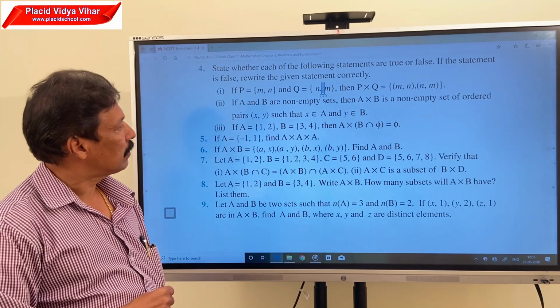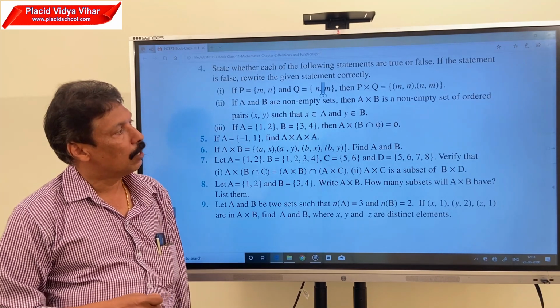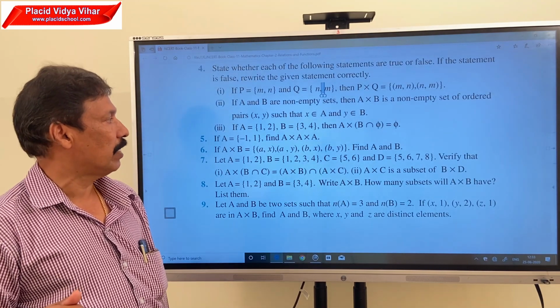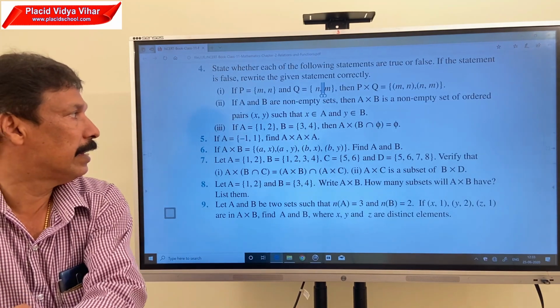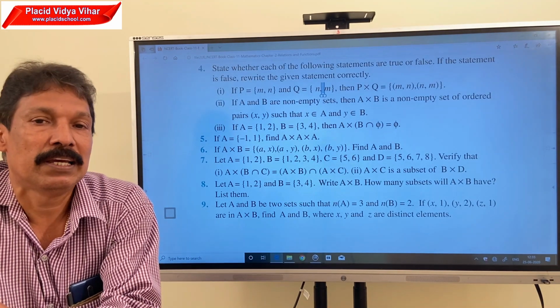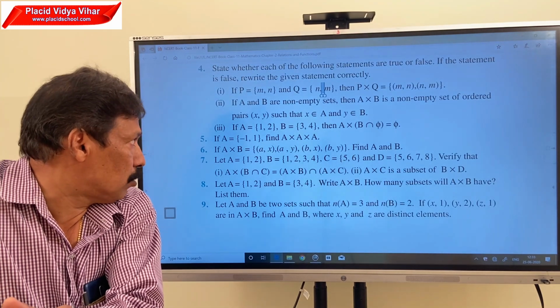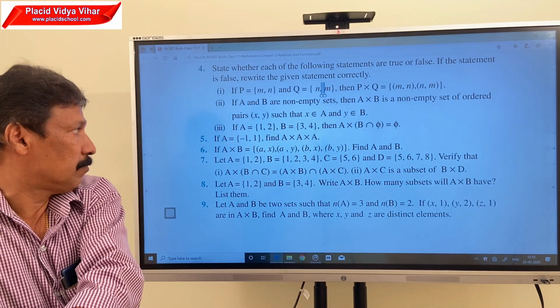The second statement: if A and B are non-empty sets, then A cross B is a non-empty set of ordered pairs (x, y) such that x belongs to A and y belongs to B. If A and B are non-empty sets, then A cross B is also non-empty. If any one of them is empty, then A cross B is also empty. The second statement is correct.